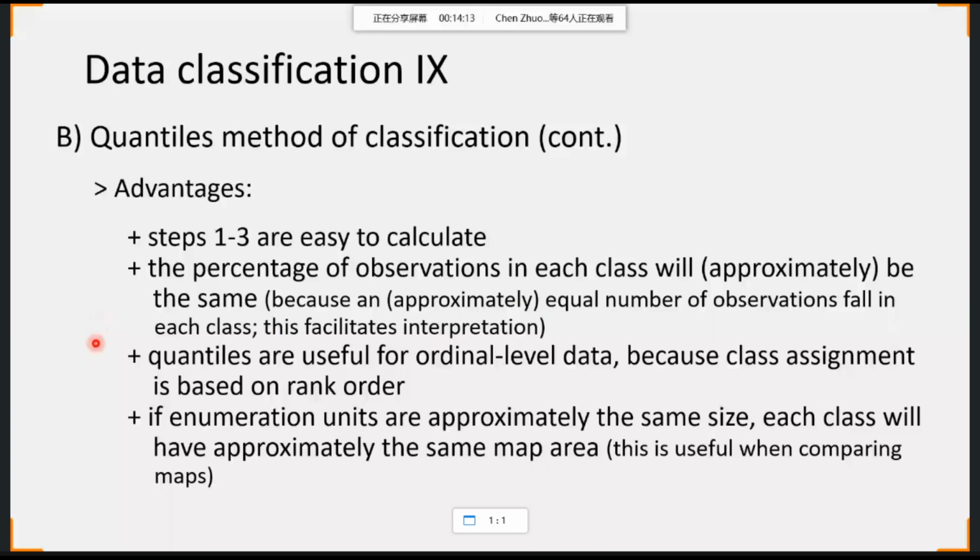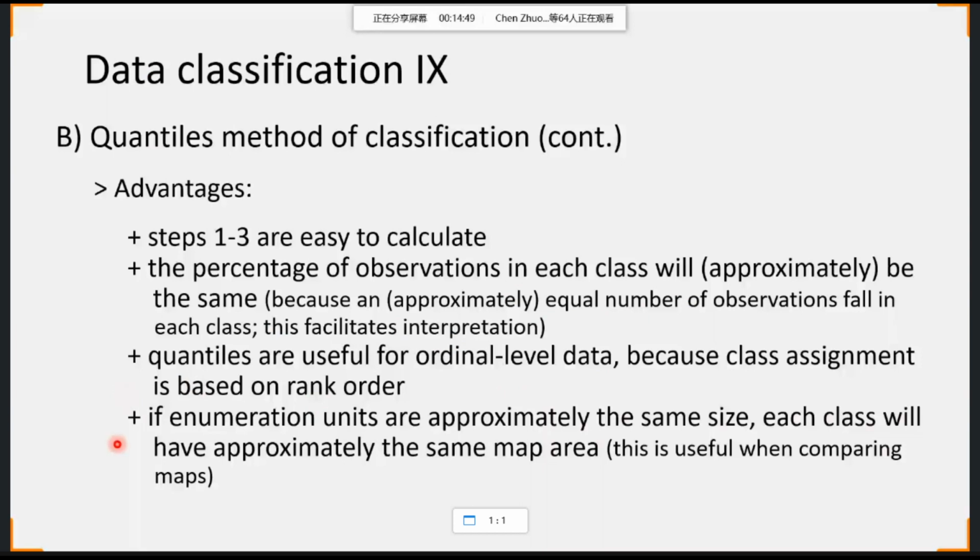Quantiles are useful for ordinal level data because class assignment is based on rank order. That's an important point because this is an outstanding feature, let's say, of this method. So if you have ordinal level data, and ordinal level data is ranked, so you have a first, a second, a third, a fourth, and so on. If you have such data, then quantiles is your choice for classification.